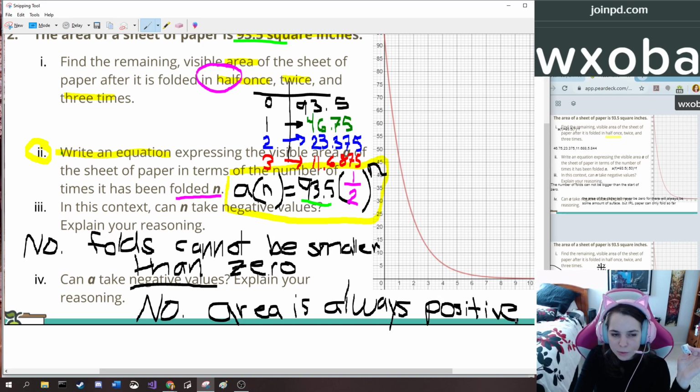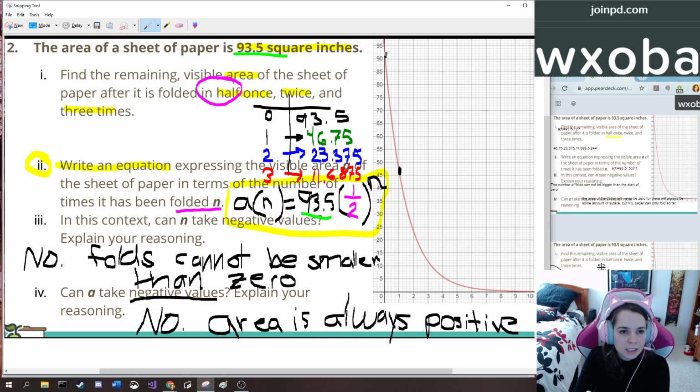And once again, this is a situation where it's better to represent this graph as points. The reason is that folds are only whole numbers. So I either folded it 0 times, 1 time, 2 times, 3 times, 4 times, 5, 6, 7, 8, and so on. And then it would stop, because there's only a certain amount of times you can fold a piece of paper before it becomes impossible, right?